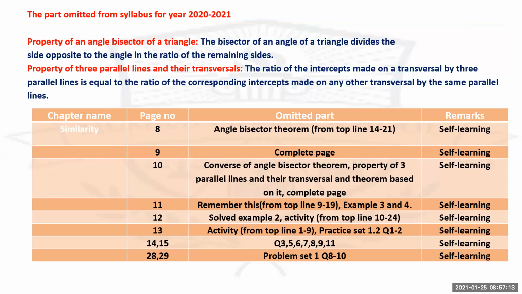See, remember this practice set questions. 1, 2. Then you have got 3, 5, 6, 7, 8, 9, 11. All these questions will not be asked in your examination. Understand? So you have to mark this. Then you have got problem set 1, question number 8 to question number 10. These questions will not be asked for your evaluation. Understand? So you have to skip these questions when you're going to start revision of these chapters.